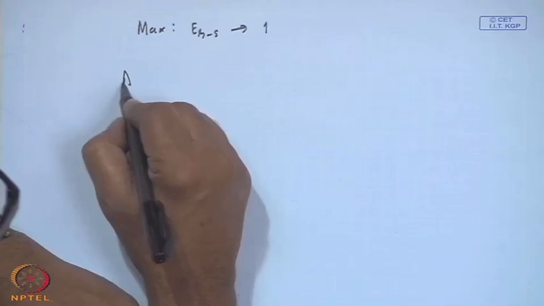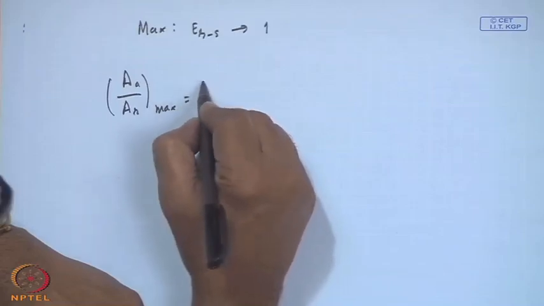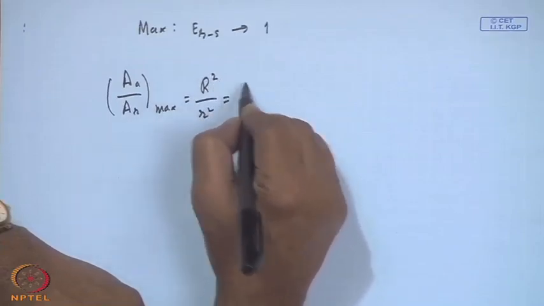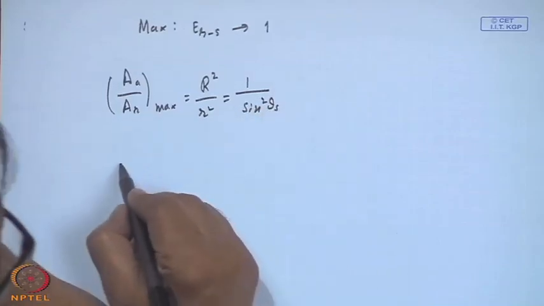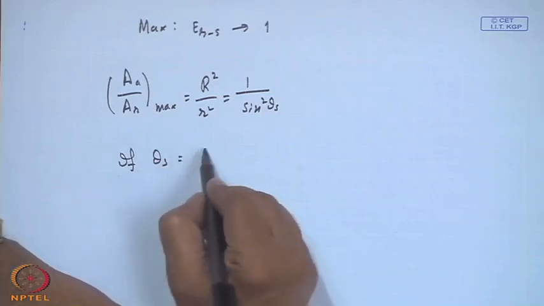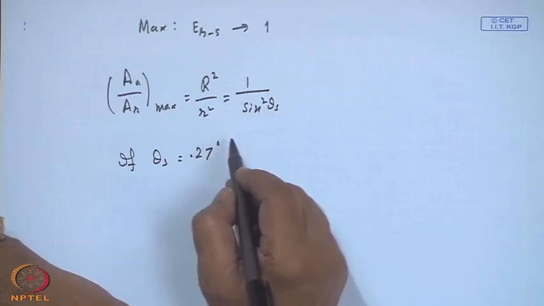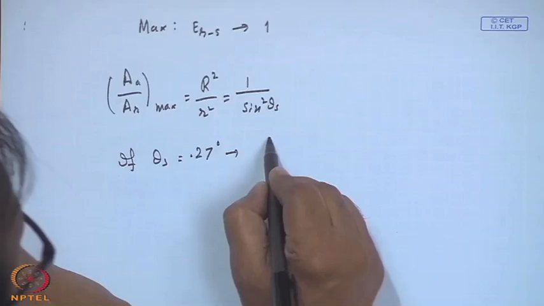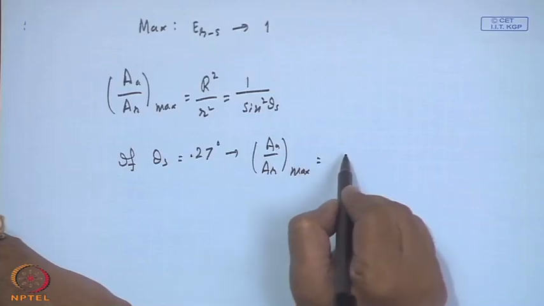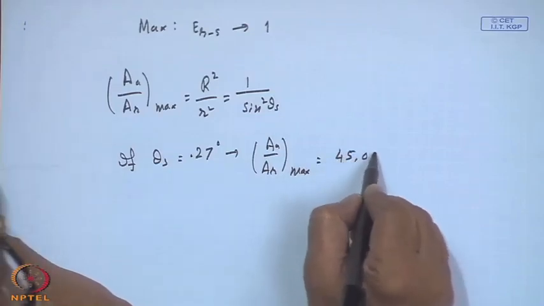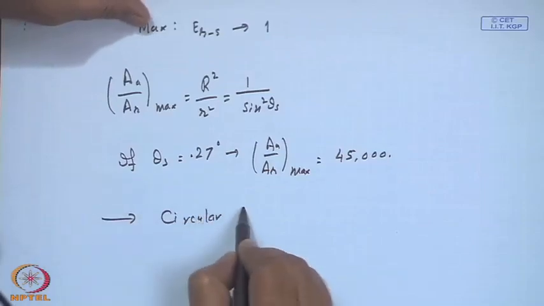Consequently, you have A A upon A R max equal to R squared upon r squared equal to 1 by sin squared theta s. And if theta s is 0.27 degrees, that is the half angle subtended, then you have A A upon A R maximum equal to 45,000. This is for a circular concentrator.